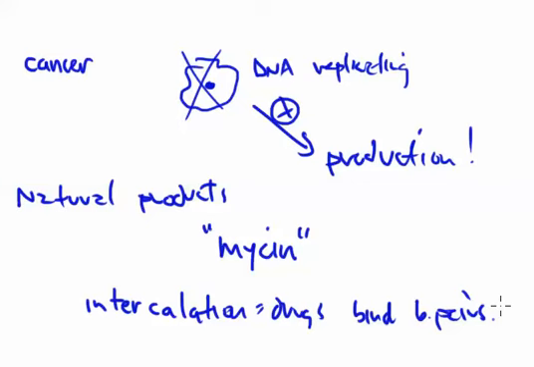And this is why these things are termed anticancer, because this stops the production of those cells from making others just like them. All right?